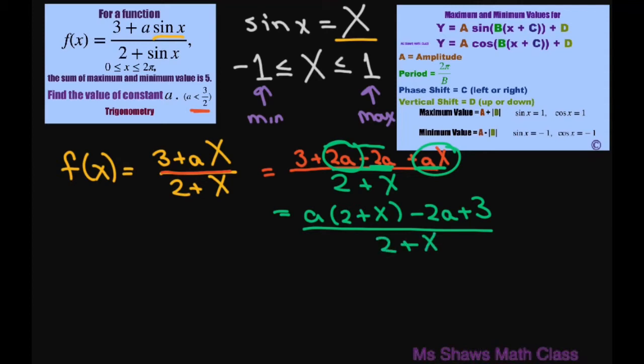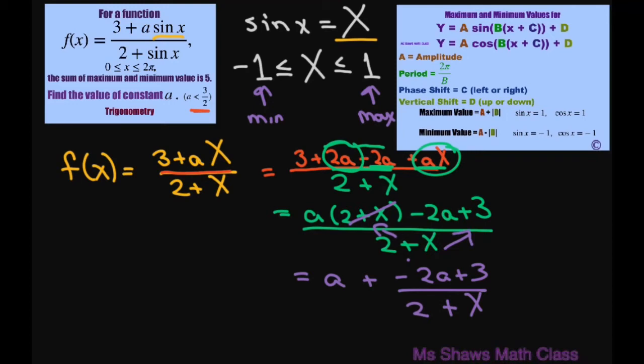Now, the reason I did that, notice this, if I split this up and divide these two, I'm just going to get a, because that will cancel out with this. And then I'm still going to have this piece. So this is going to be plus negative 2a plus 3 divided by 2 plus big X. All right, so I just put the denominator under each piece.